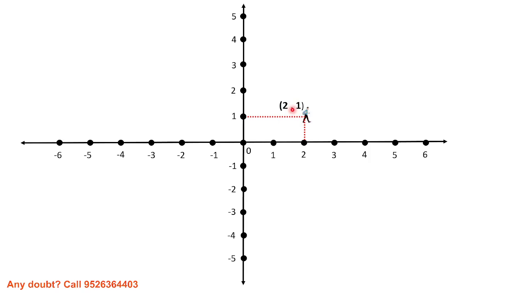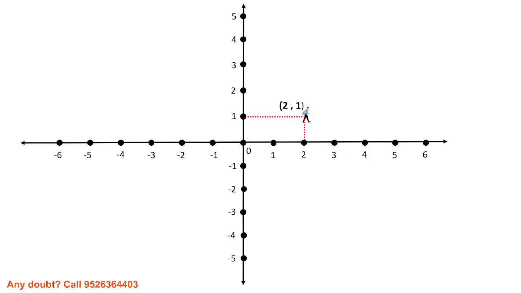How do we get 2 and 1? I will repeat. The person is standing here now. Draw vertical and horizontal lines. Draw a vertical line, it meets 2, and draw a horizontal line, it meets 1. So (2, 1) will be the position. Is that okay?